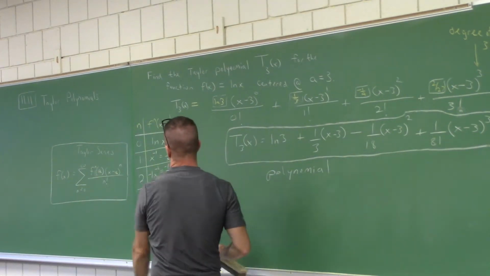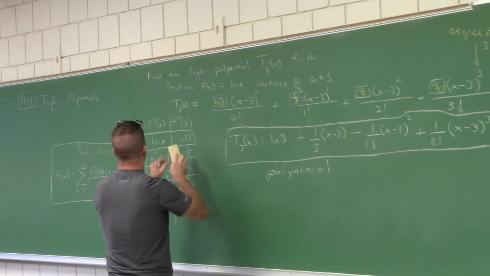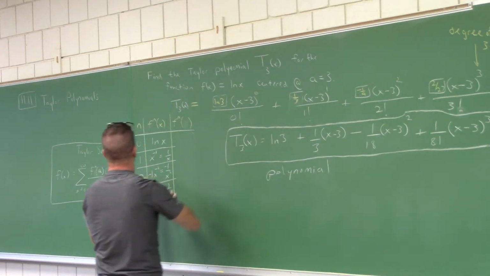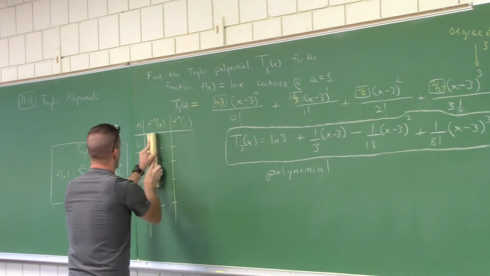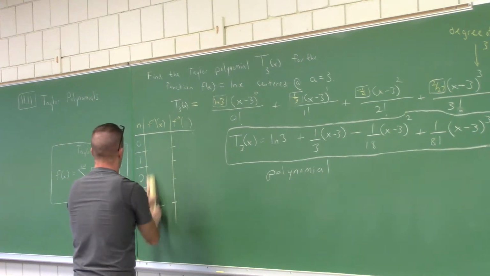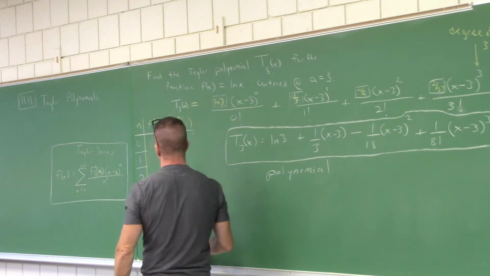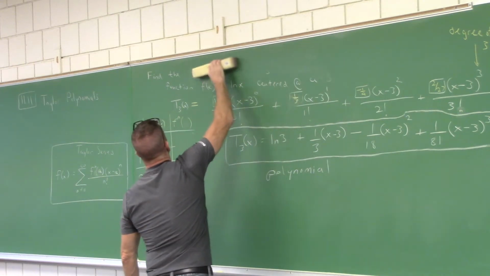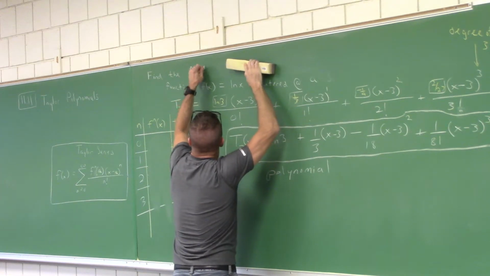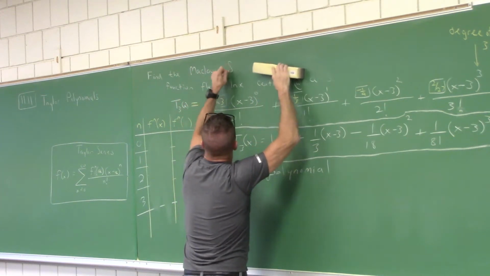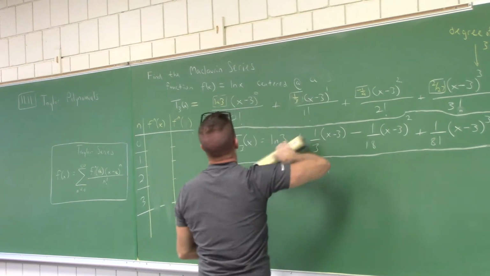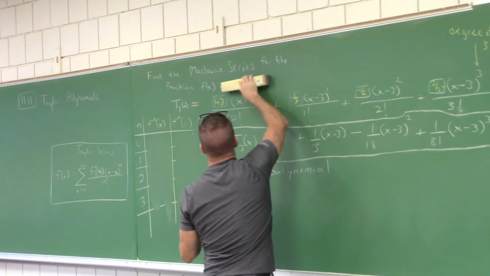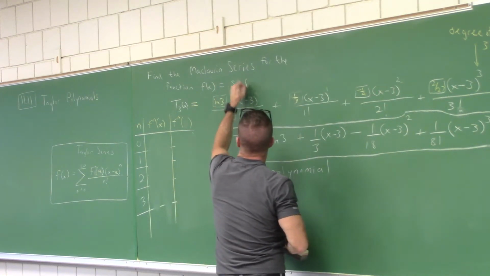Like this problem. I'll wipe this out, but we're going to make another table. I guess I can leave this. Let's see how far we go. Maybe we'll go up to 5 this time. Find the Maclaurin series for the function f of x equal to sine of pi x.